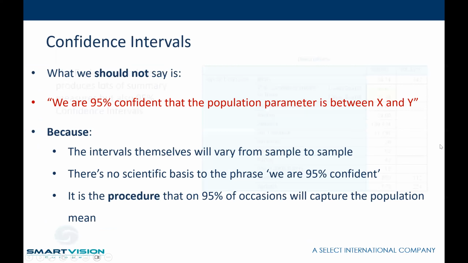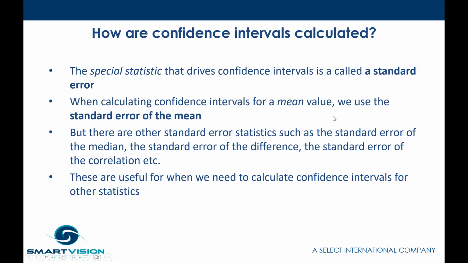As we're finishing up here, let's have a look at how it does that. What information does it take into consideration? Well, it uses something called a standard error. When we're calculating confidence intervals, we use the standard error of the mean. There are other types of standard error statistics, such as the standard error of the median, the standard error of the difference, and the standard error of the correlation. These are useful when we need to calculate confidence intervals for other statistics.